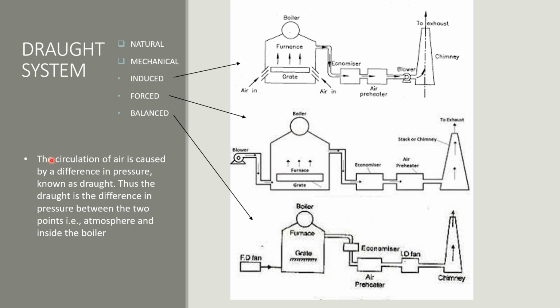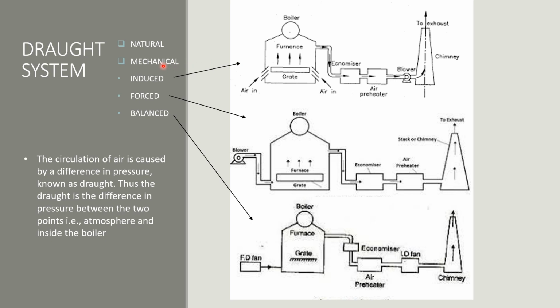Draught is basically the circulation of air created by a difference of pressure. If there's high pressure inside the system and low pressure outside, or ambient pressure, the flue gases will flow outside the system, and this is what we need. This is called positive draught. We have the natural draught system, in which no blowers are used. These are used in small thermal power plants in which the flue gases exit only via the chimney.